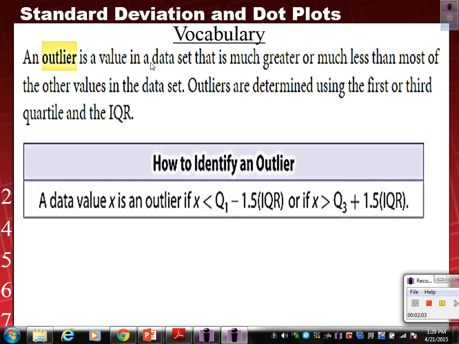An outlier is a value in a data set that is much greater or much less than most of the other values. You don't have to copy this. What you do need to copy is this information inside the box. It says a data value x is an outlier if x is less than Q1 minus 1.5 times the IQR, or if x is greater than Q3 plus 1.5 times the IQR. Copy that, please. I'll give you guys 30 seconds. Only what's inside the box. Go.